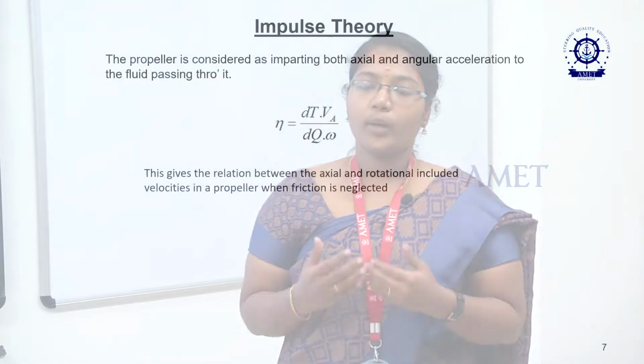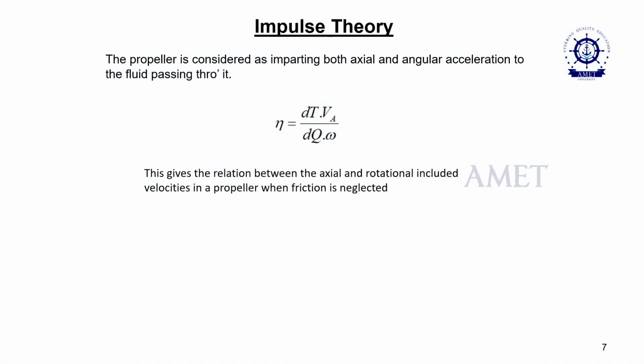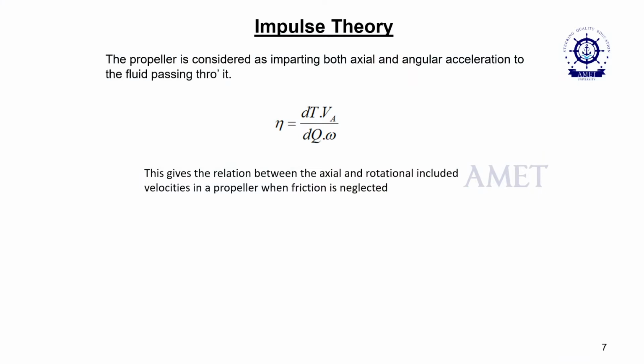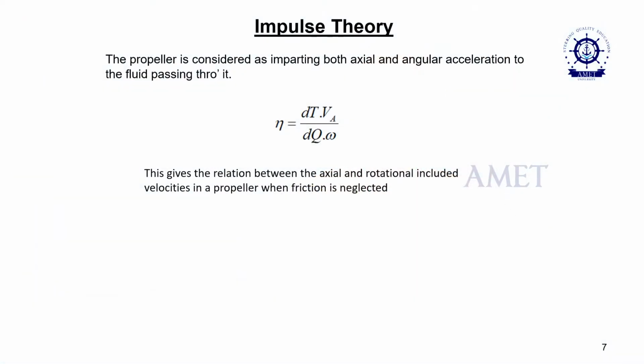In the previous theory we discussed only the axial flow, and hence we call that axial momentum theory. Here we are talking about the impulse theory. The difference between the previous theory and this theory is that in impulse theory we are considering both axial as well as rotational flow. When we talk about axial, the force we acquire is thrust. When we talk about rotational, the tangential force is nothing but torque.